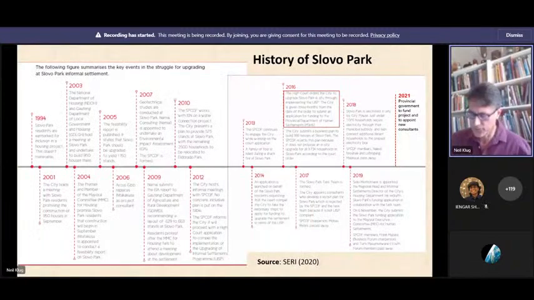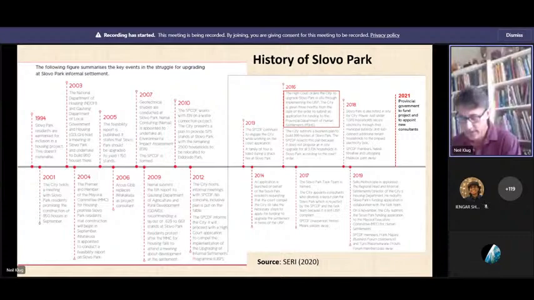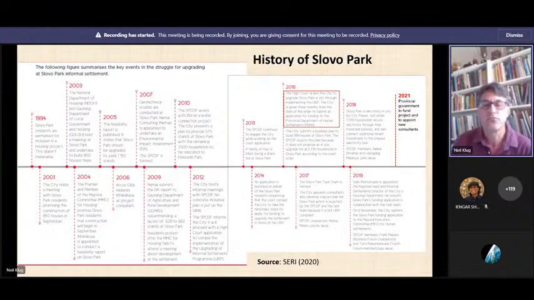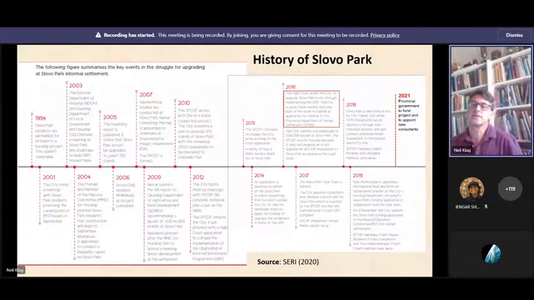So I won't take you through the details of this history, but effectively in 1994 already the city promised to incorporate them into a formal housing development. That never happened. Between 1994 and 2007 there were various feasibility studies undertaken. There was dolomite found on the site, which is a rock under the ground that forms sinkholes if there's a lot of moisture in the ground. So they basically suggested that most of the population should be relocated.